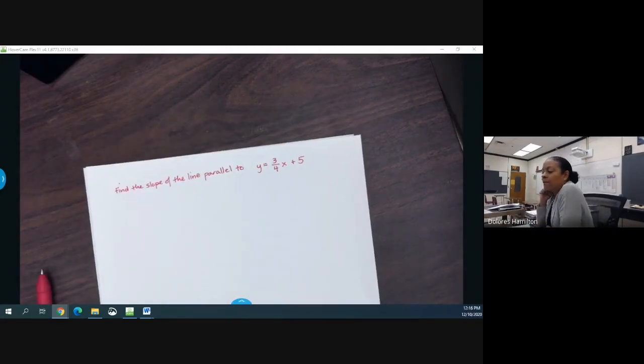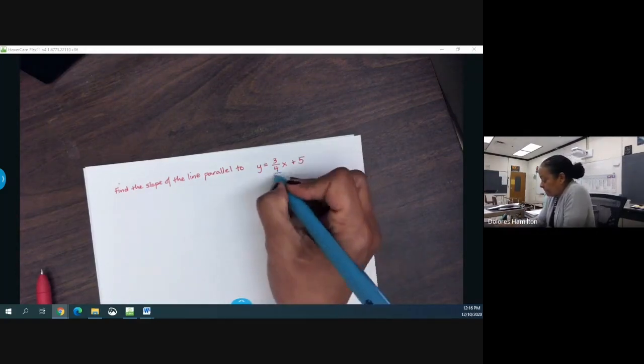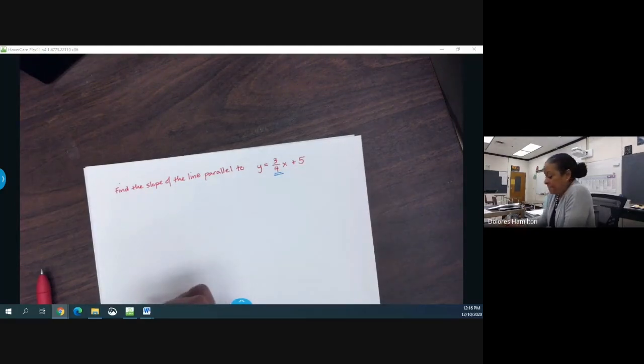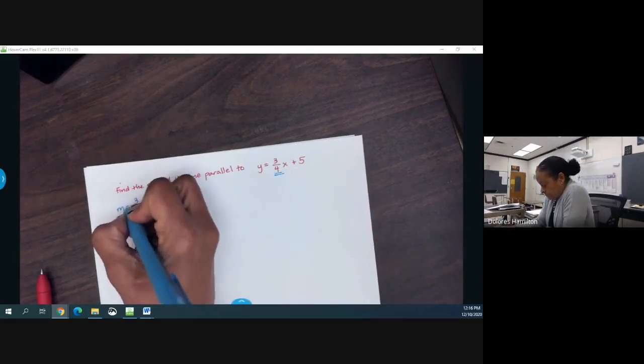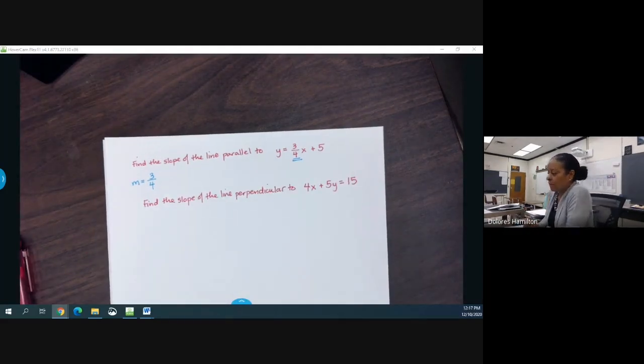Let's say we're asked to find the slope of a line parallel to this given equation. We know parallel means their slopes are the same. So we know it has to have a slope of 3/4. How about this problem? We're asked to find the slope of a line perpendicular to that given line.